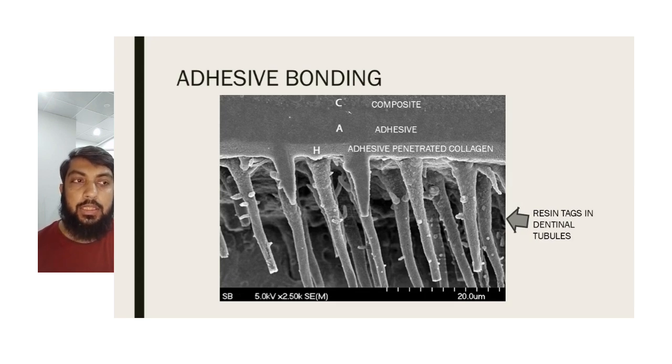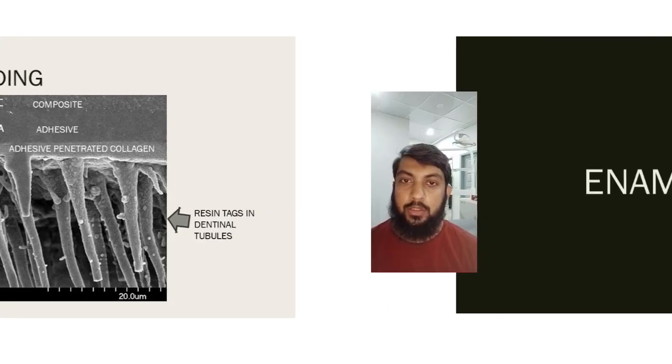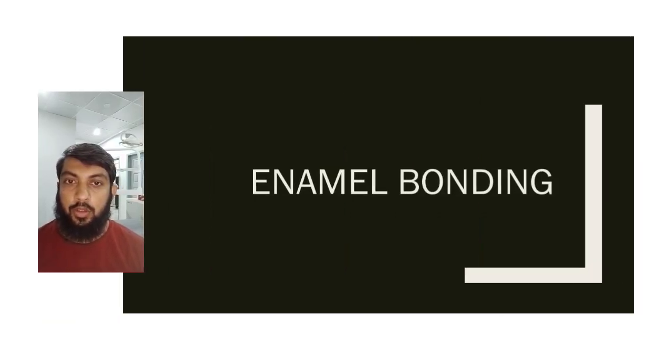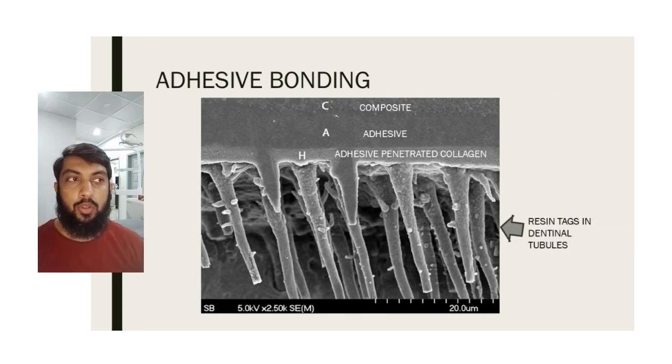As you can see, in enamel bonding, we are just etching the enamel using 37% phosphoric acid. It is going to etch the enamel surface and reveal the rods and interrods. Then we will apply the bonding agent. The bond will penetrate these rods and interrods and create a hybrid layer.